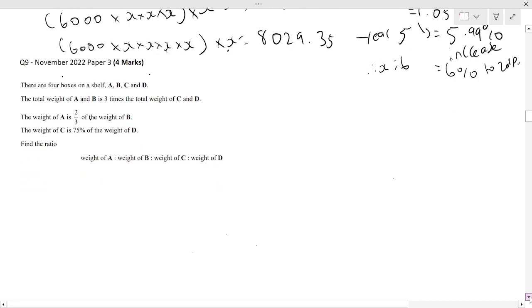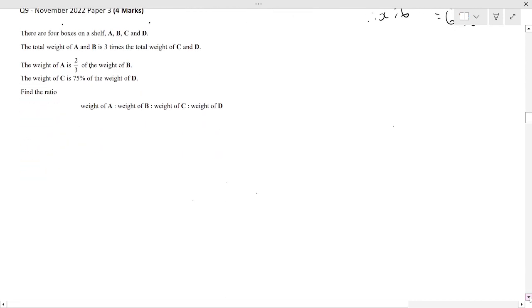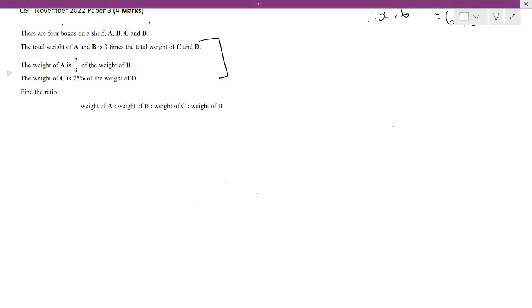Okay. Now we have a ratio question. So we have 4 boxes on the shelf, A, B, C, D. We're given some information about the weights, and then we need to find this ratio. So we really need to find the weights of A, B, C and D, kind of. So we need the ratio of all of them. There's a lot of stuff going on here, so the best way is actually to start forming some equations. So let's convert this information into stuff we can work with.